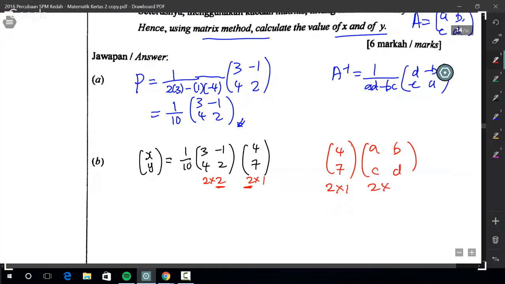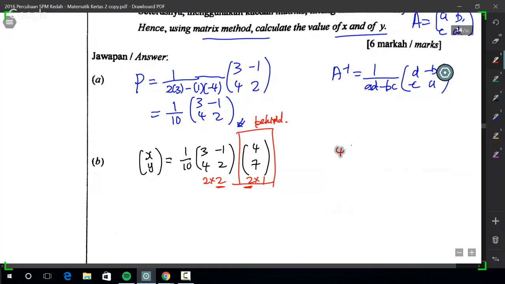This is 2 times 2. If the middle one is not the same, the matrix cannot be multiplied. So if it cannot be multiplied, that means it will be wrong. So you have to make sure the answer is always at the behind. Alright? Behind. Yeah, so sorry for my broken English. Alright, so okay, let's move on.